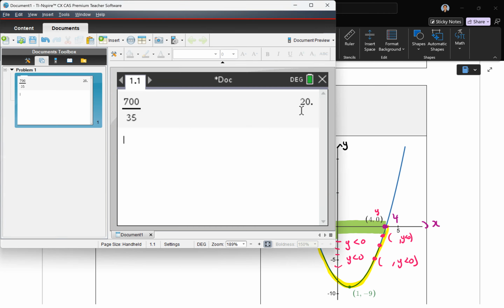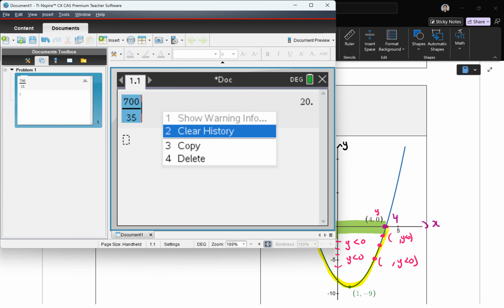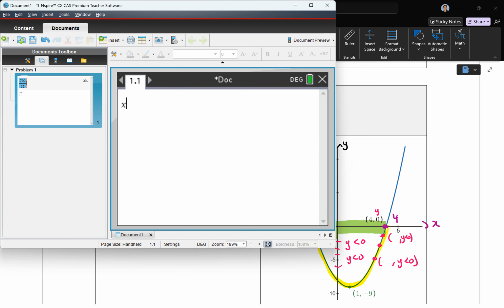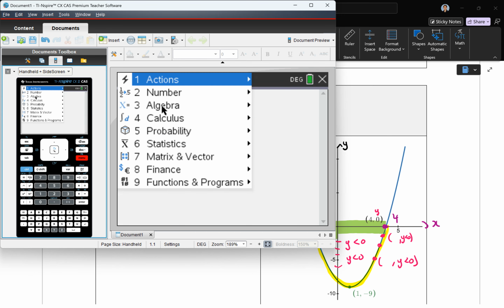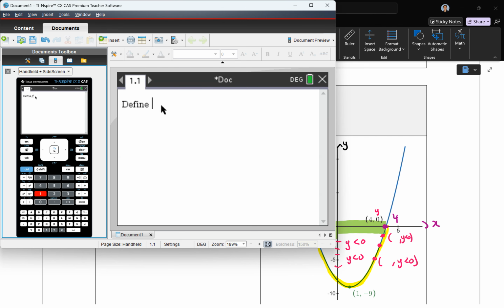Here, I'll show you. Let's type in the equation I gave you, let's define. Remember how I taught you to define? Menu 1, 1. So I go to menu, actions, define. I want to define the function. The function is x squared minus 2x minus 8. X squared minus 2x minus 8, right?